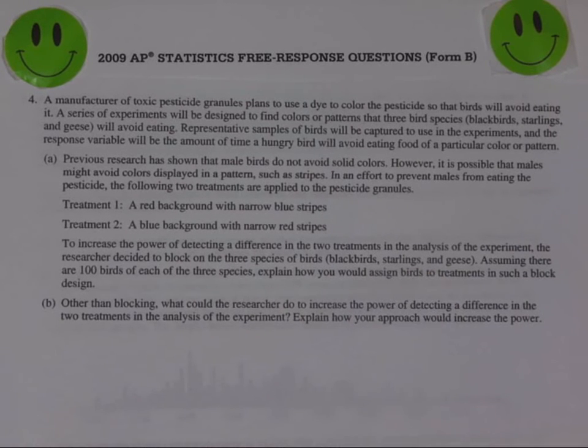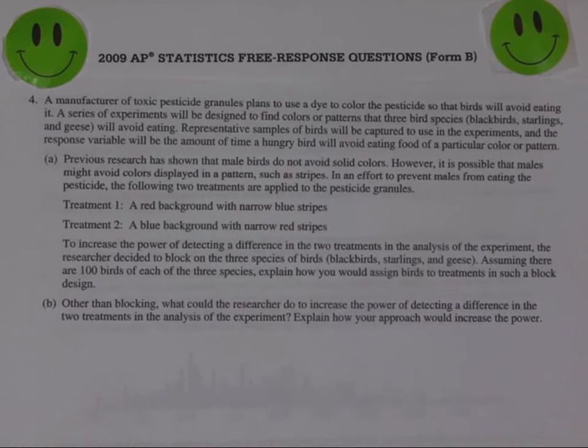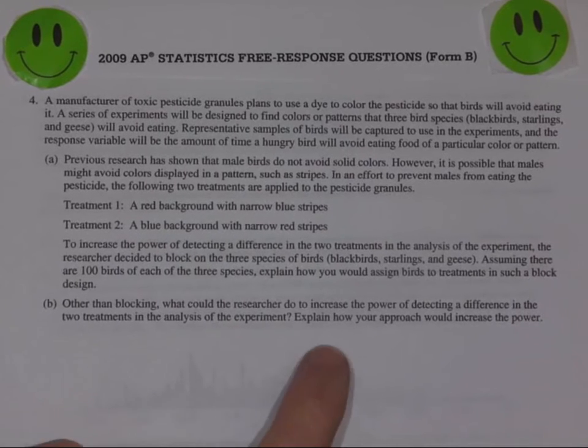And blocking and stratifying are the same thing, except that blocking occurs in an experiment. In other words, blocking occurs when a treatment has been randomly assigned. Okay, and that's certainly what's going on here. So what else could you do to increase power? Well, there's 2 things. Increasing sample size, which is the main thing, or you could change your alpha.